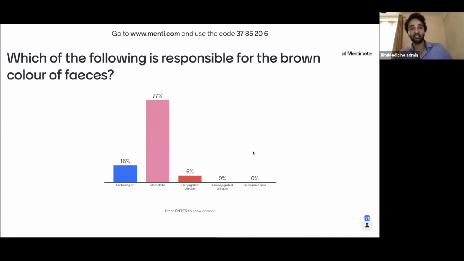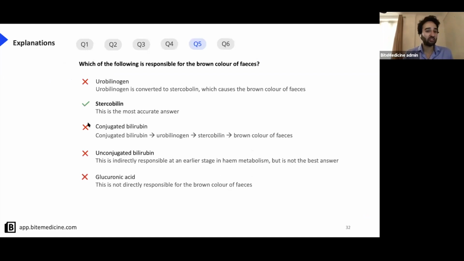Good. Fantastic. Spot on. Stercobilin, precisely. So that is what is responsible for the brown color of your feces. And this is so important when we come to talking about the clinical side of things soon. Some of these are indirectly responsible for the brown color of feces because, of course, we've gone through this whole process of unconjugated bilirubin to conjugated bilirubin to stercobilin, etc. But the most accurate answer is going to be stercobilin. That's what's responsible for the brown color of your feces.